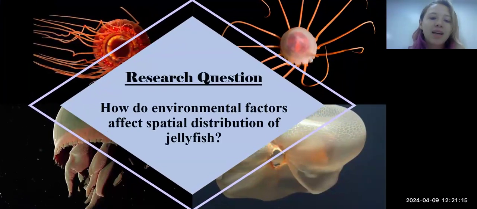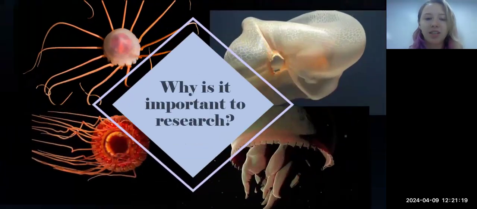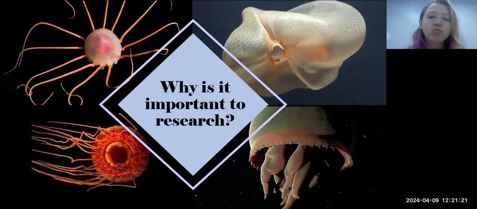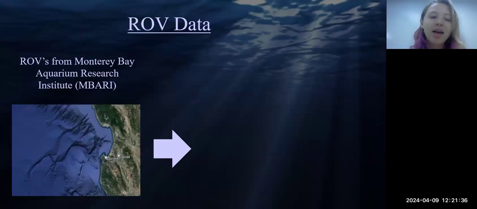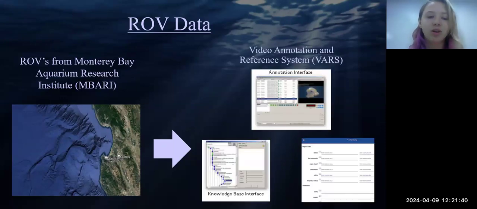And my research question was, how do environmental factors affect the spatial distribution of jellyfish in the deep sea? This research is really important because a lot of jellyfish get destroyed by fishing nets and stuff, so they're a really understudied taxonomic class. So I utilized ROVs from Monterey Bay Aquarium Research Institute, also known as MBARI, and we looked at the submarine canyon over in Monterey Bay, and we utilized their video annotation and referencing system.